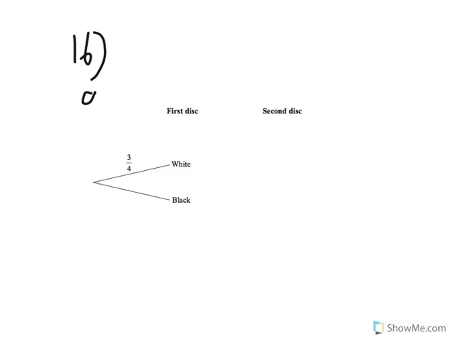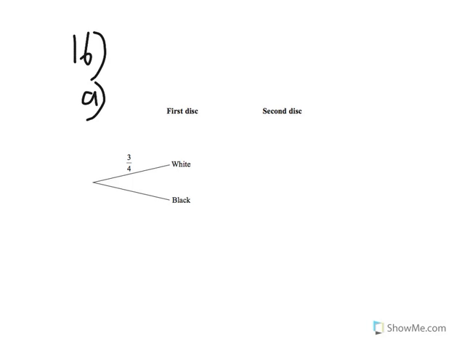Okay, so question 16a says that a bag contains 3 white discs and 1 black disc. John takes at random 2 discs from the bag without replacement, meaning he doesn't put the discs back in the bag. So you have to complete the probability tree diagram. Okay, so 16a is asking you to complete the probability tree diagram.